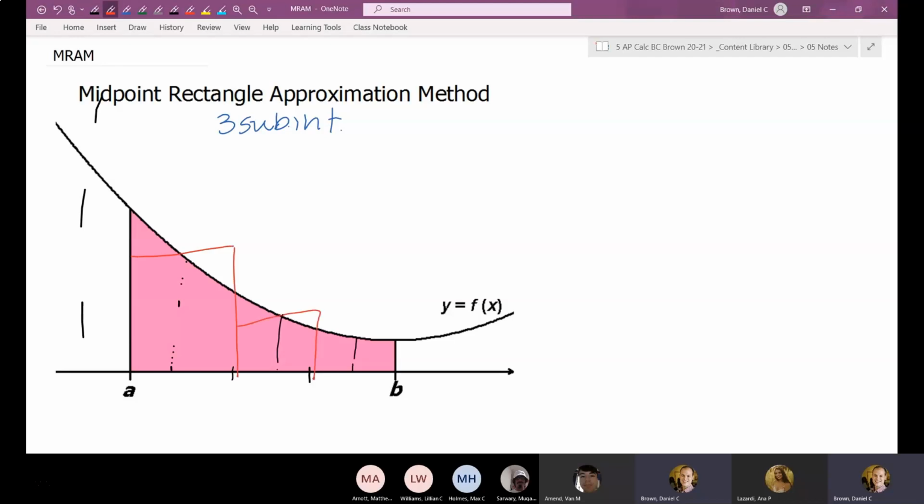Again, not the best drawing on my part, but you can kind of see for MRAM, since instead of measuring from the left or measuring from the right, it does provide a balance where some parts are overestimating and some parts are underestimating. I don't like how I have that drawn, so I'm going to redo it. I think my pen's just dead.